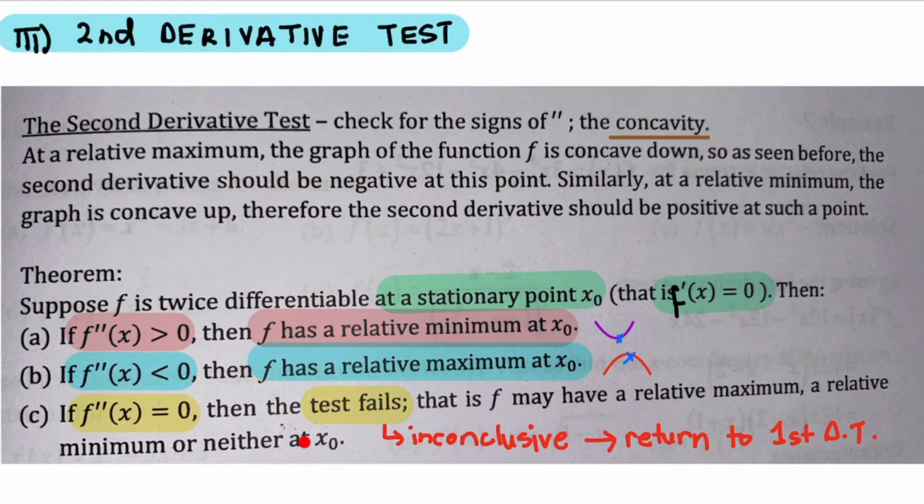And finally, if your f double prime gives you the value of exactly 0, you can say that the test fails. The test is inconclusive. You cannot conclude whether you have a relative maximum, a relative minimum, or neither. So what you should do is return back and do the first derivative test.